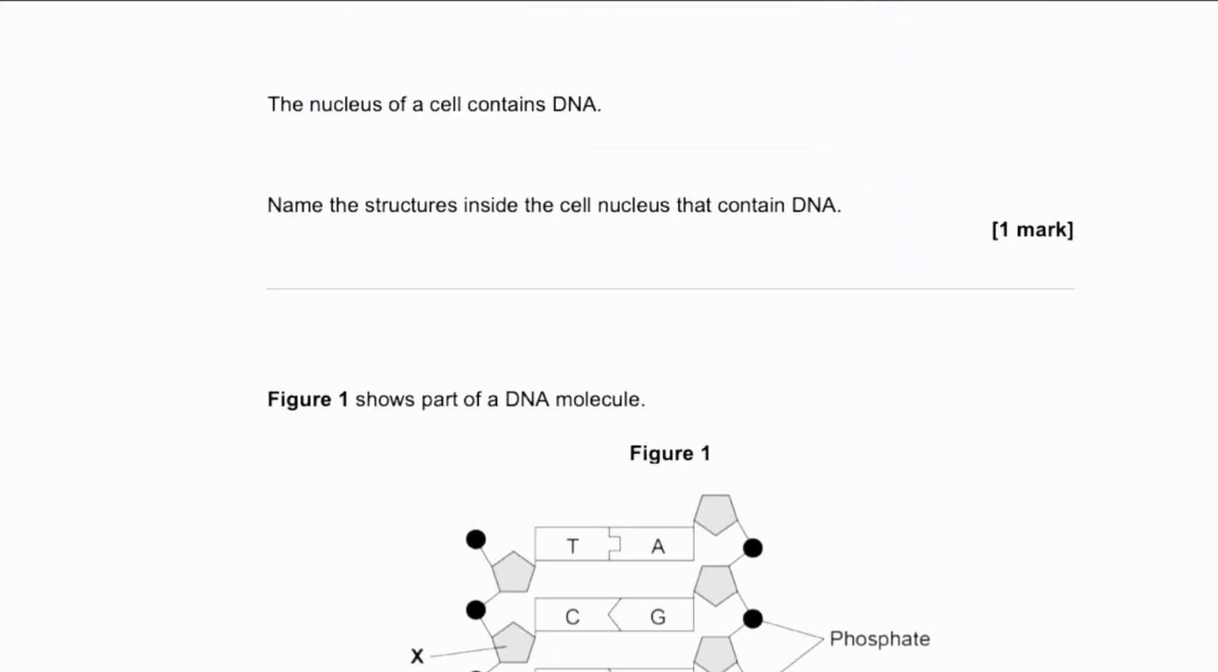Okay, then the first part of the DNA questions now. So the question will ask if the nucleus of a cell contains DNA, name the structure inside the cell nucleus that contains that DNA. So it's just about cell structure here. You either know it or you don't really, and the structure inside the cell itself is going to be the chromosome. Okay, so the chromosomes are what contains that genetic information in that nucleus.